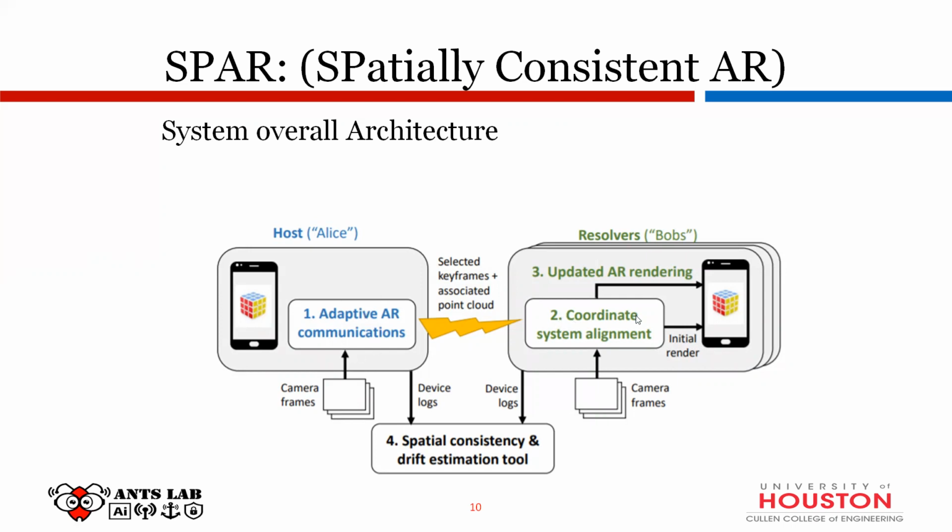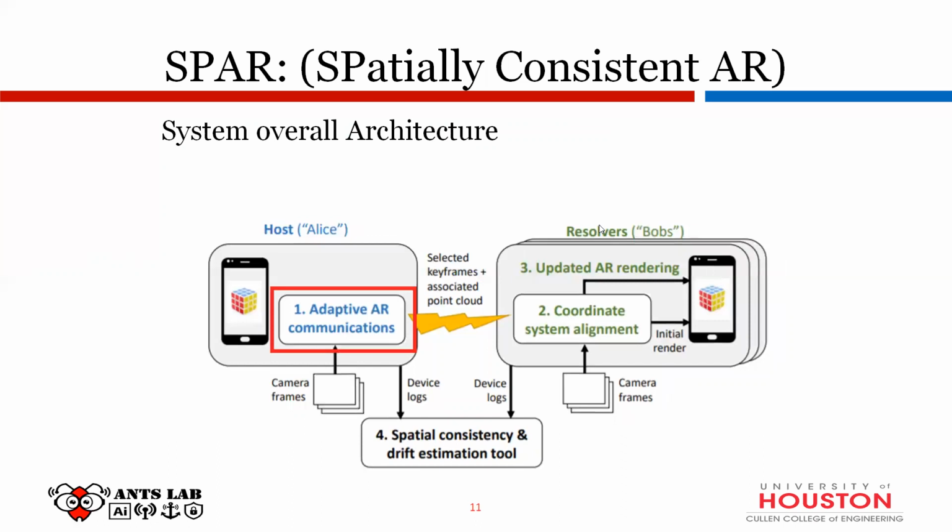There are four topics we will be talking about in this architecture. The first one is adaptive AR communication. The second one is coordinate system alignment. The third one is updated AR rendering, and the fourth one is the spatial consistency estimation tool.